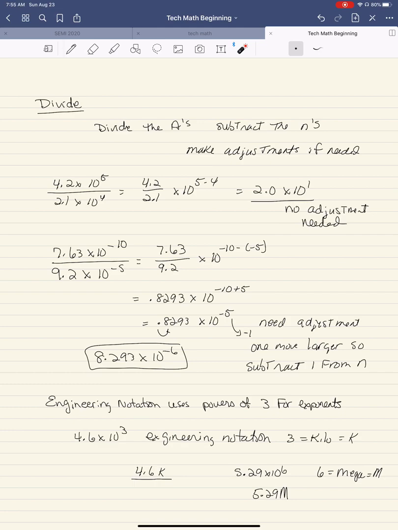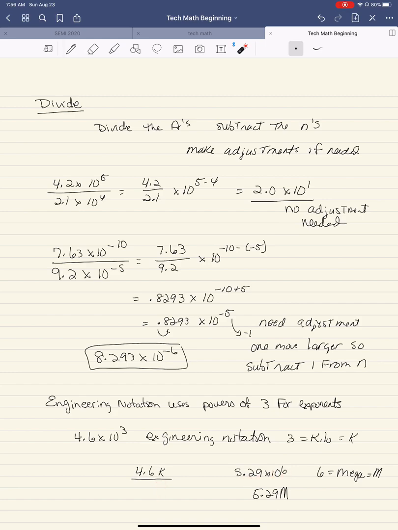Engineering notation uses powers of 3 for the exponents. So 4.6 times 10 to the third, this is in scientific notation because you got one digit here, but it's also engineering notation because of this 3. It's a multiple of 3. And a 3 in terms of metric prefixes is a k. So you could also write this as 4.6k. So pretty much you can take this times 10 to the 3 part and convert it over so that it's a k in the metric prefix.